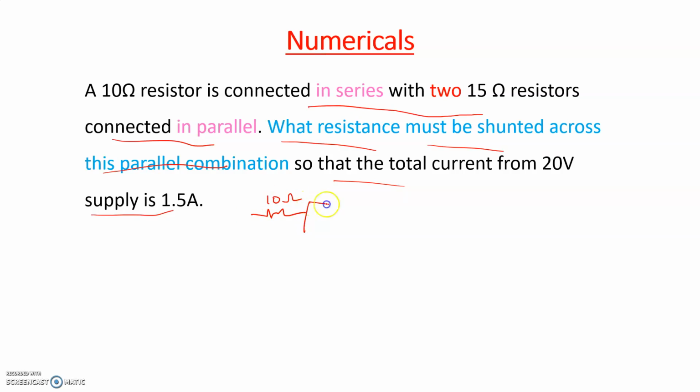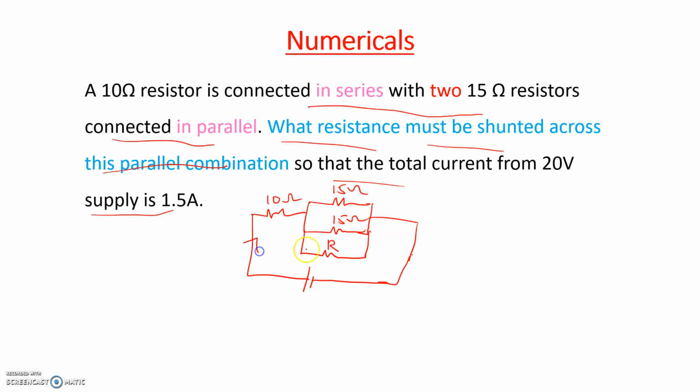A 10 ohm resistor is connected in series with two 15 ohm resistors connected in parallel. What resistance must be shunted across this parallel combination so that the current taken from the supply will be 1.5 amperes, given that the supply voltage is 20 volts?